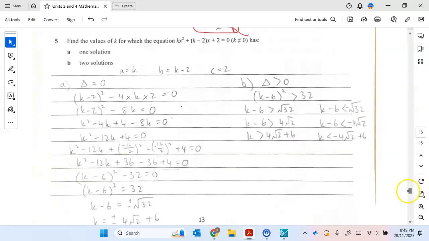Okay, so find the values of k for which the equation has one solution and two solutions. So here using the discriminant again, so identifying the coefficient of x squared, the coefficient of x, and the constant. And then just, so for one solution, we want our discriminant to equal 0.